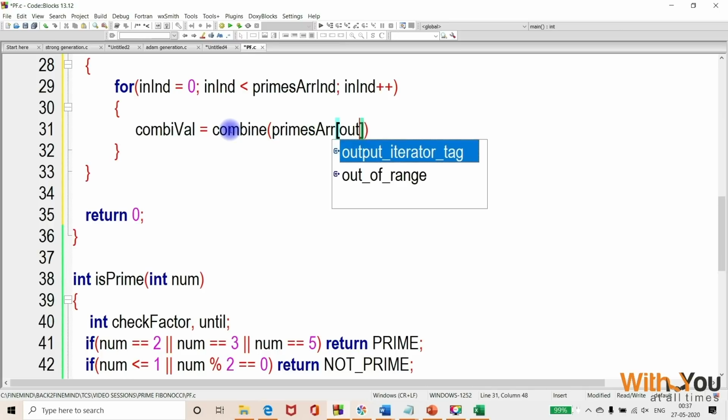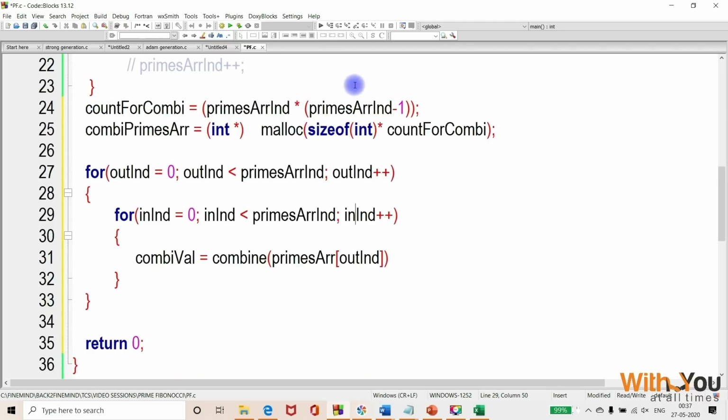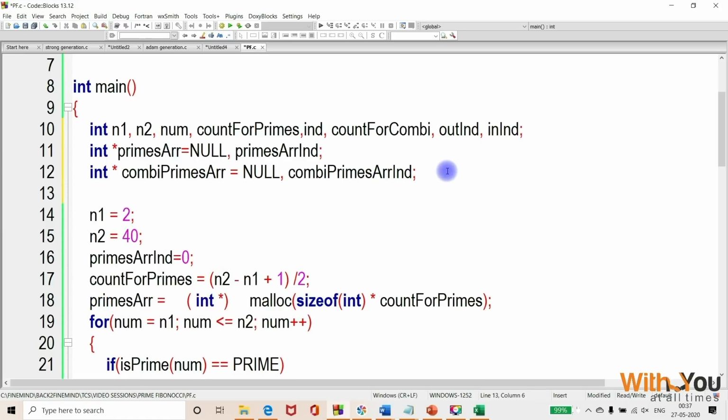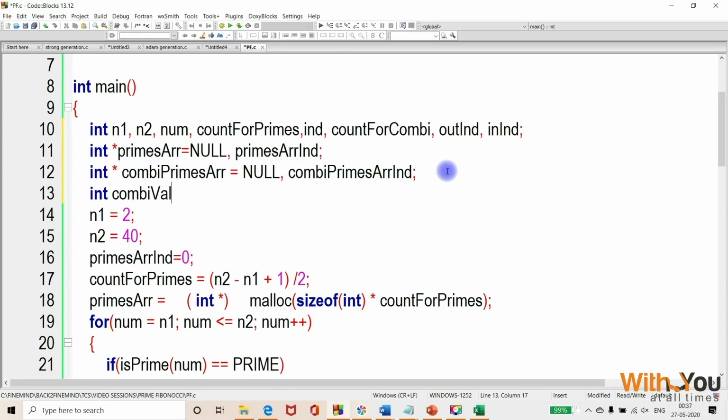I think we need to declare this quickly so that you will find that it helps us. I would love to do that. So let us have one out IND and one in IND and one combival. Okay, let's have one more line, nothing wrong. Int combival. Cool, perfect, good.